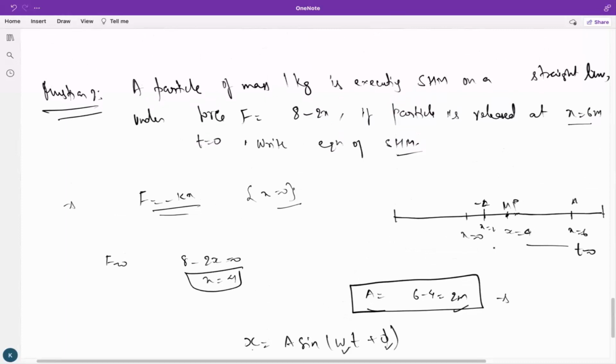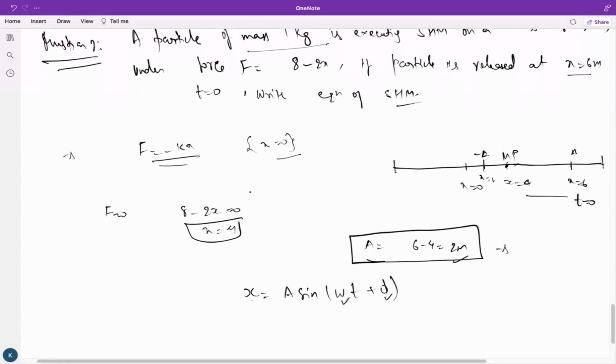So how do we calculate the value of omega? Our mass is given here, and if we compare this to F equal to minus kx, our k is given, which is equal to 2. And we all know that omega square is equal to k by m. So omega is equal to root under k by m. The mass is 1 and k is 2, so our omega is root 2.